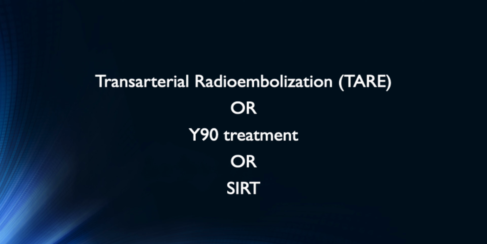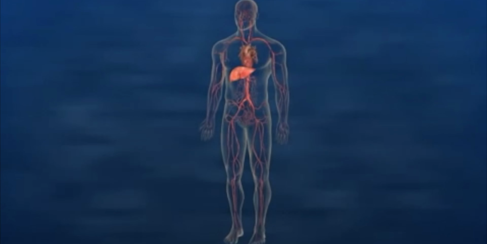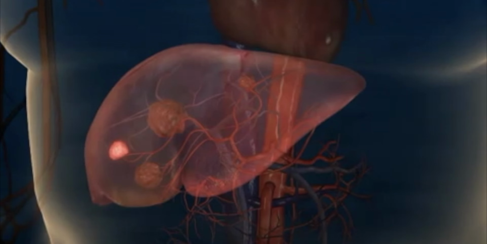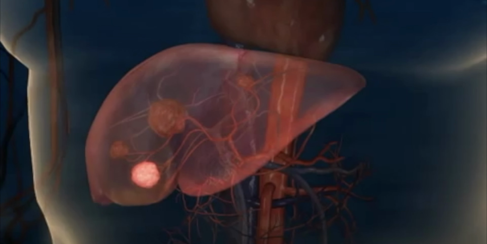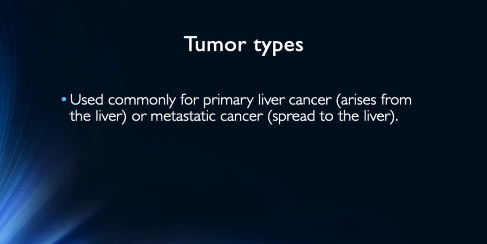by interventional radiologists. TARE is a term to describe a procedure which involves delivering microscopic radioactive particles directly to the arteries feeding a liver tumor. If you have ever seen the video on chemoembolization, it is very similar, but there are a few key differences we will cover. TARE can be used for primary liver cancer, called hepatocellular carcinoma, or other cancers that spread to the liver, such as colorectal cancer.